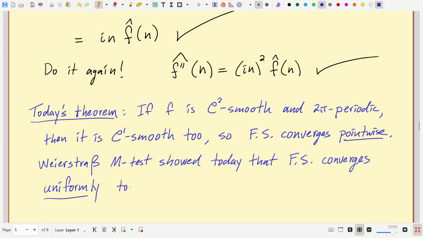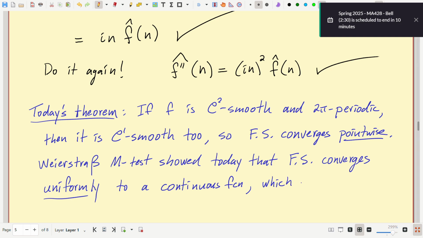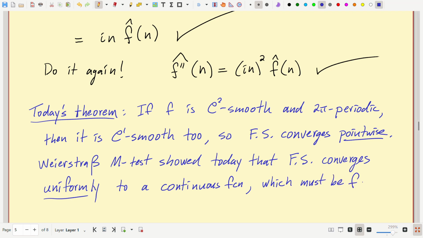To a continuous function, which must be f. Okay, so that means that if Johann Bernoulli could have shown that to his brother, they might have thought better of that whole approach to solving the vibrating string problem.